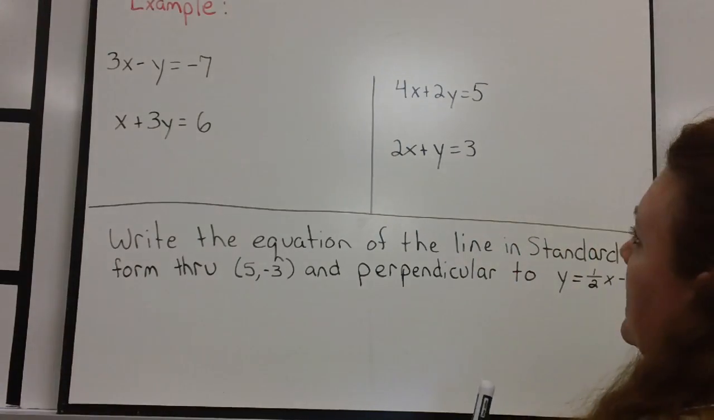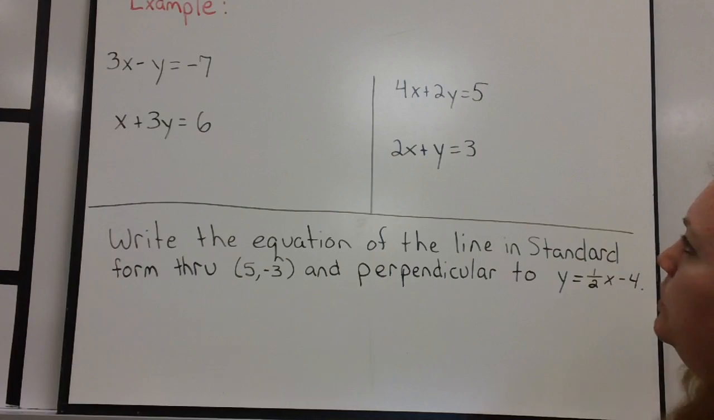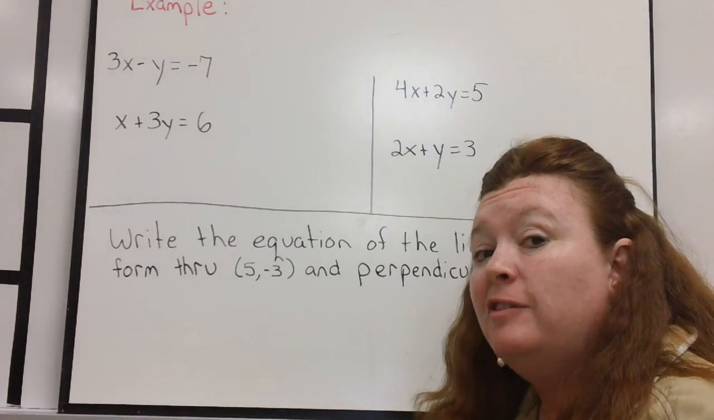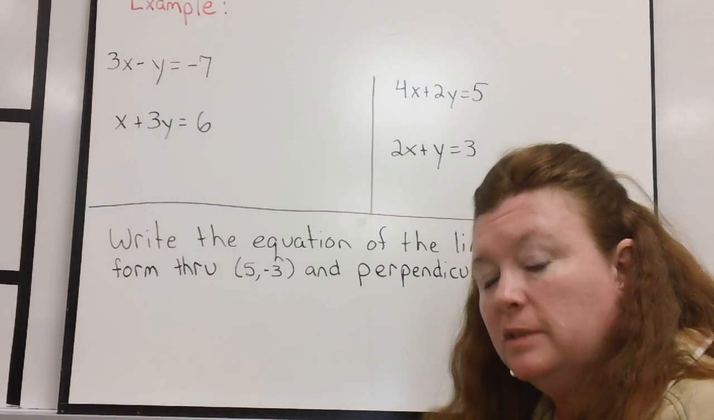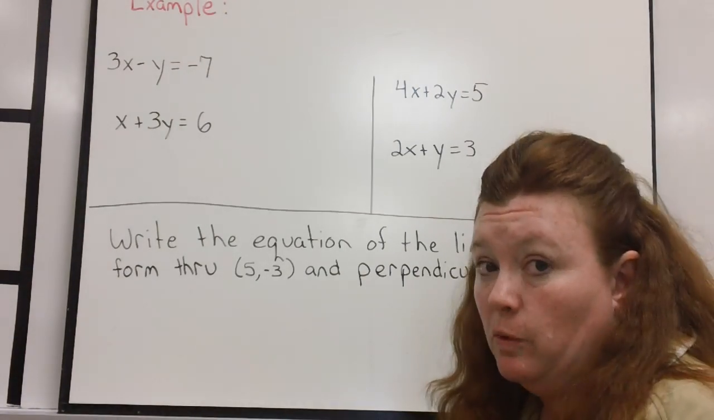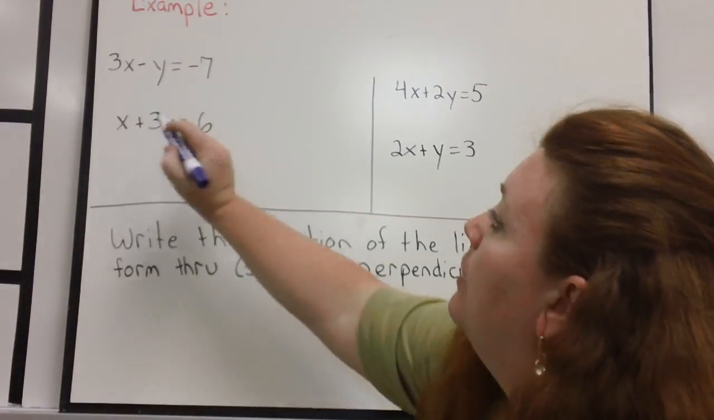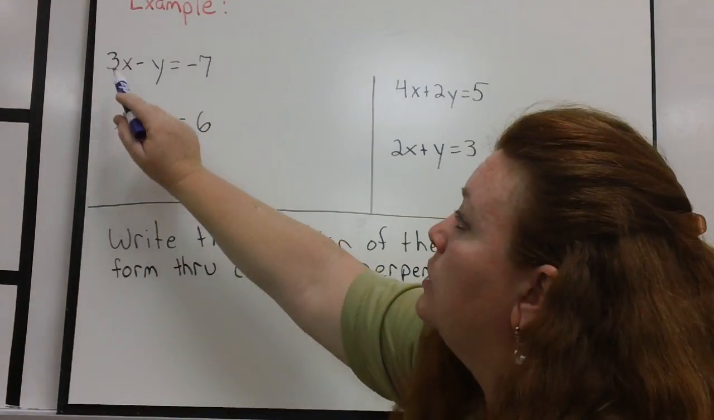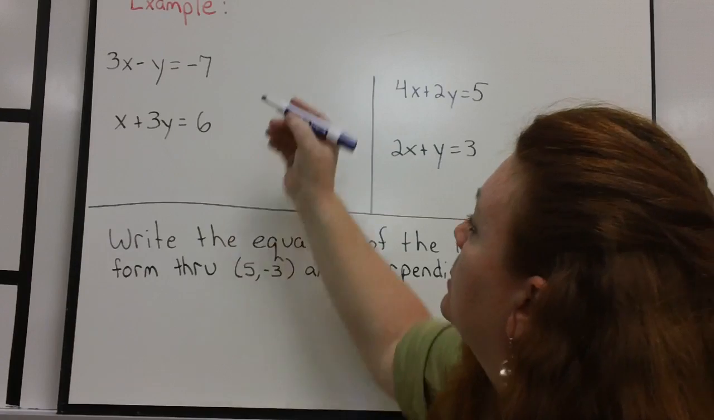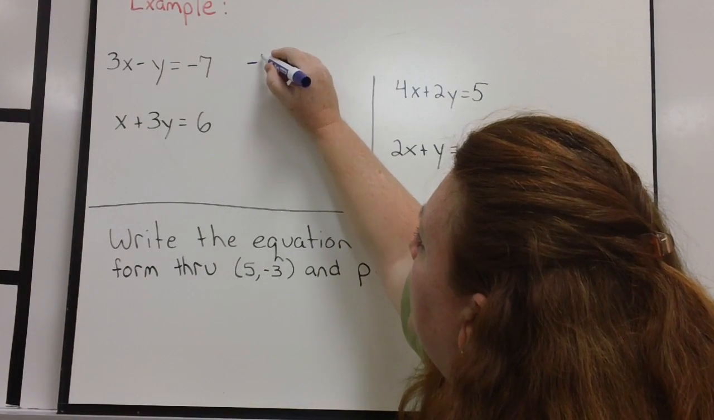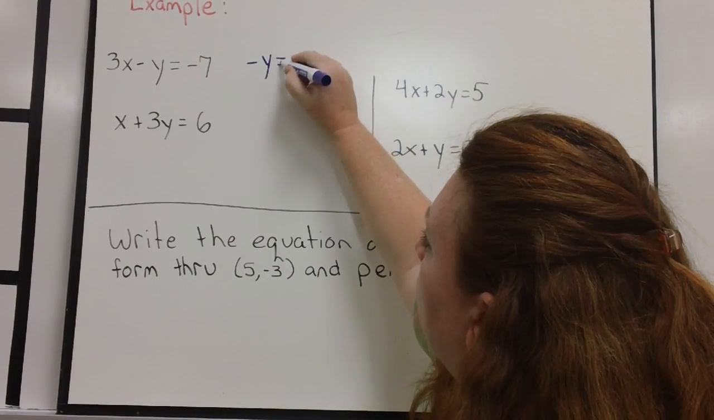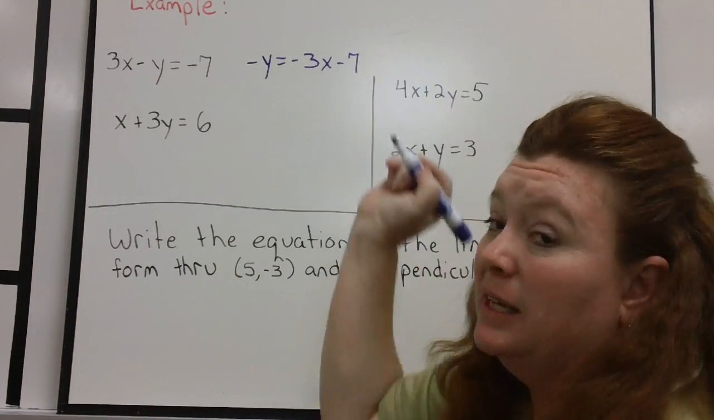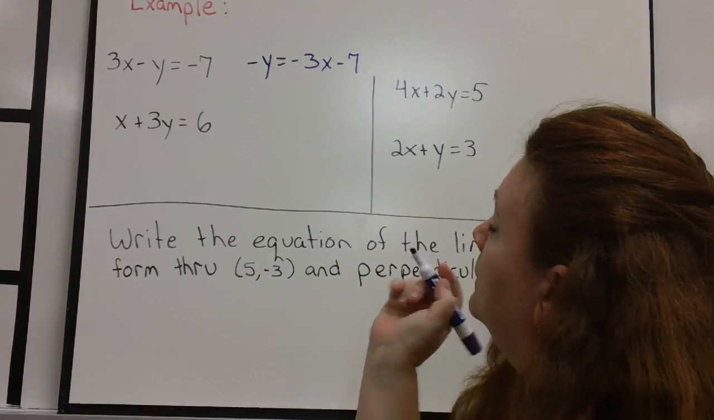So let's figure this out. Well, I'll use the purple. First step that I told you is they have to be written as y equals. So I'm going to need to do a little moving around before I can answer this. First equation, to solve for y, I'm going to subtract 3x from both sides and get negative y equals negative 3x minus 7. A lot of negative signs here.